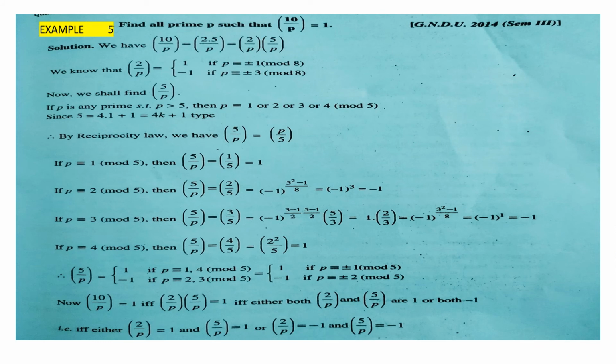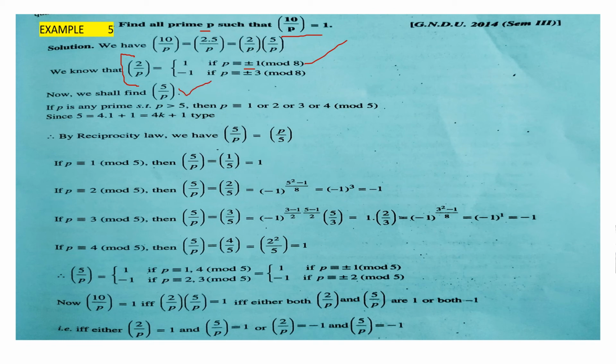इसी तरह 10 बाय p वाला क्वेश्चन है, इसको दो हिस्सों में ब्रेक करिए. 2 बाय 5, तो आपको पता है 2 बाय p वाला क्वेश्चन में मैंने पीछे बताया था, ये 1 होता है अगर ये 8k plus 1 टाइप हो. तो ये सारे क्वेश्चन बुक में दिए हुए हैं. प्लस माइनस 1 मॉड्यूलो 8 पे 1 होता है, प्लस माइनस 3 मॉड्यूलो 8 पे -1 होता है. इसी तरह हम 5 बाय p पे काम करेंगे.